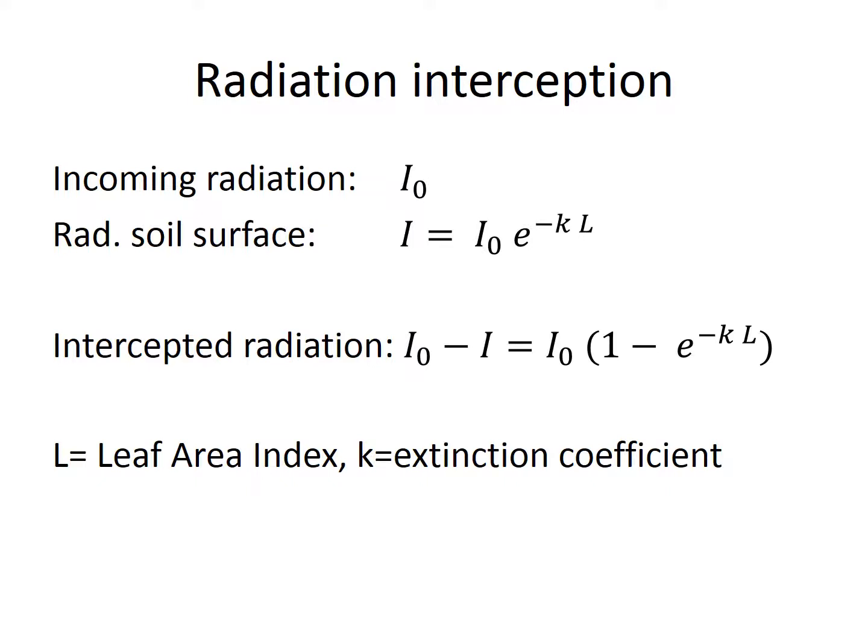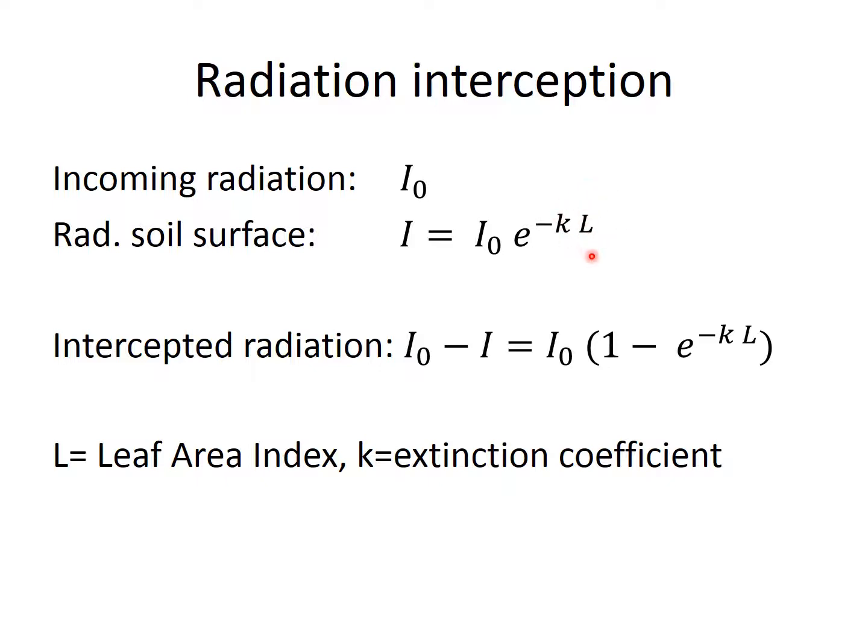Once we have an amount of radiation reaching the top of the canopy, the canopy will absorb part of this radiation. If we call the incoming radiation I sub 0 and we call the radiation at the soil surface I, we can calculate the radiation at the soil surface using this equation, where I sub 0 is incoming radiation multiplied by an exponential function of a parameter k, the extinction coefficient, times the leaf area index.